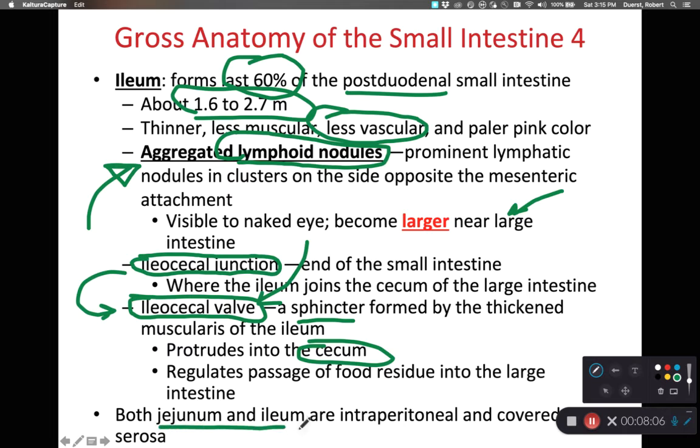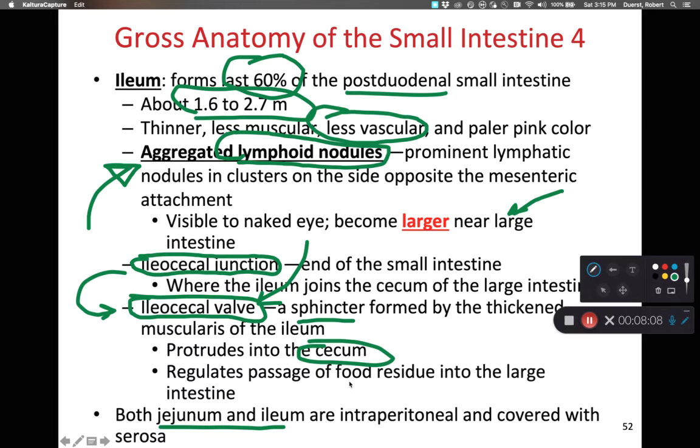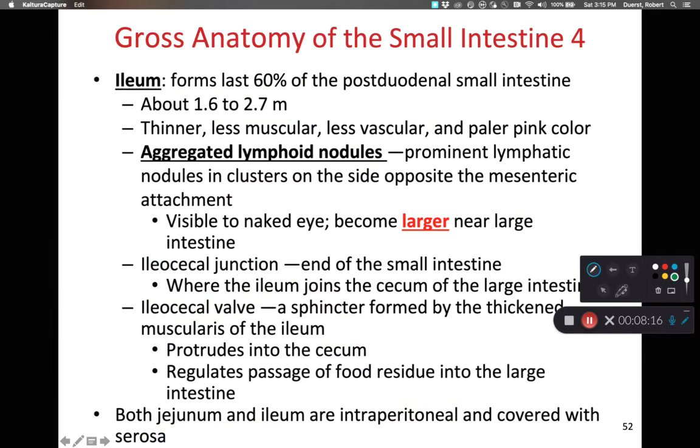As we look at the jejunum and ileum, these are both going to be intraperitoneal. They are part of the abdominal pelvic cavity and are going to be covered with the peritoneal serosa.